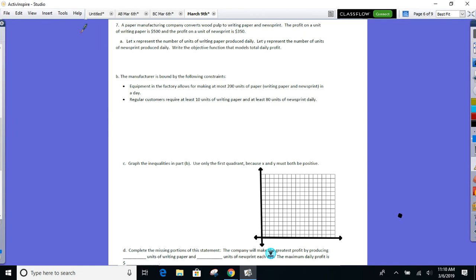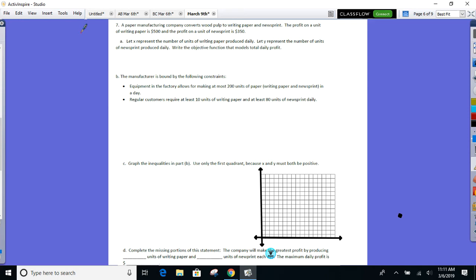Here we go. Going to be one of these beasts at the end. I don't know, 6, 8 points it might be worth on Friday. Paper converts wood pulp to writing paper, and wow, that's unbelievable. What the heck is wood pulp?